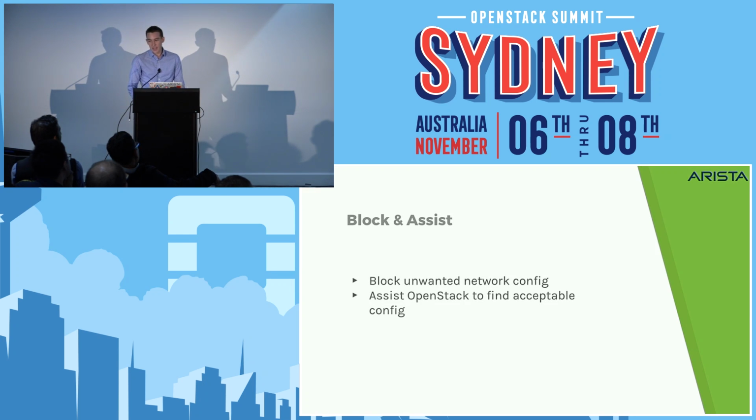We need to block any unwanted network config from showing up on the network from the compute. And we don't want the compute team to be scratching their heads when something doesn't work. So we need to provide a way to have feedback going back to, and assisting, the compute team to provision the network in a mutually acceptable way.